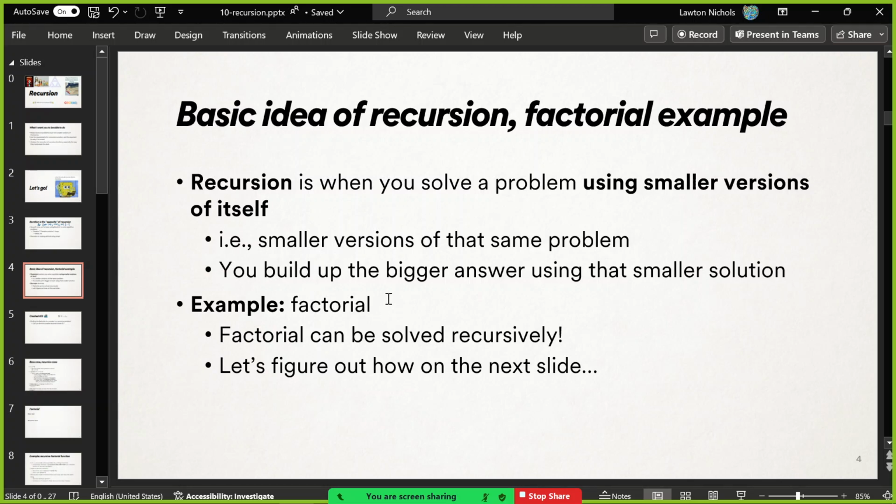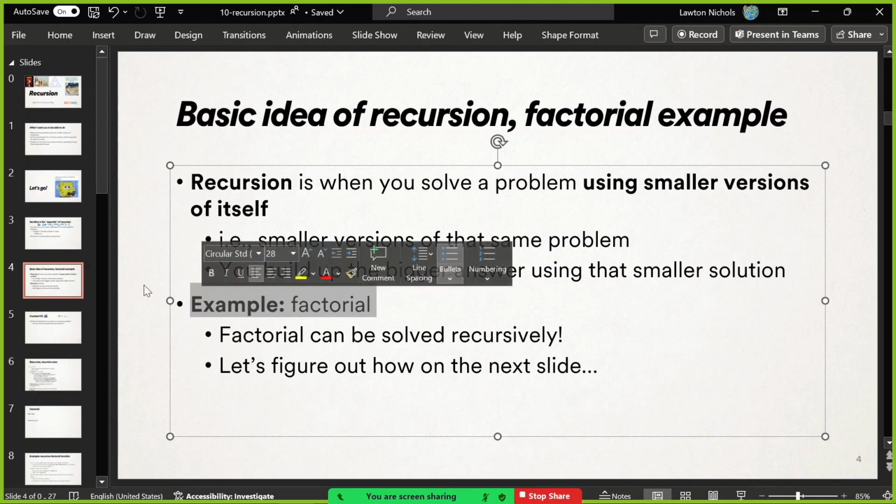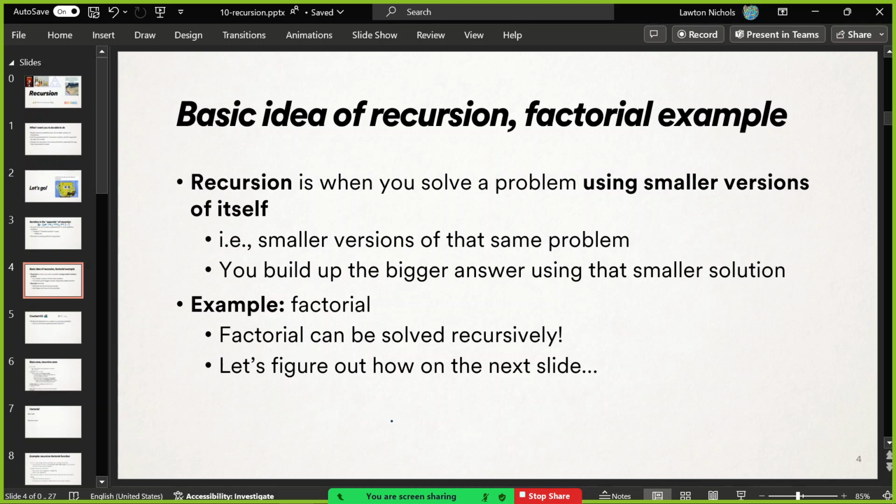And so I claim that factorial, finding the factorial of a number, is a recursive problem, all right? So do we all remember what factorial is? It's the exclamation point in math. 5 factorial is 5 times 4 times 3 times 2 times 1, that thing. That's factorial. That's a recursive problem, I claim.